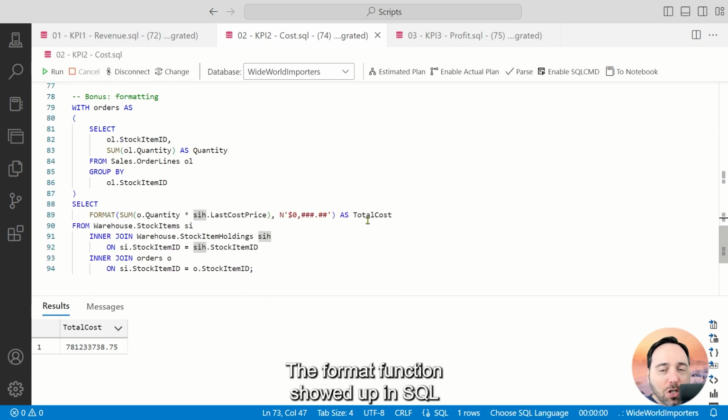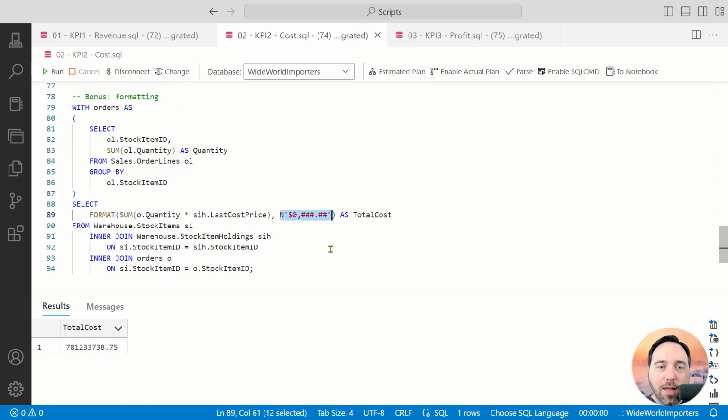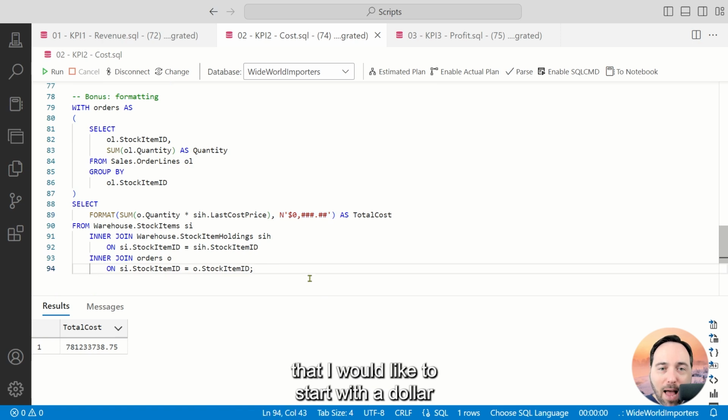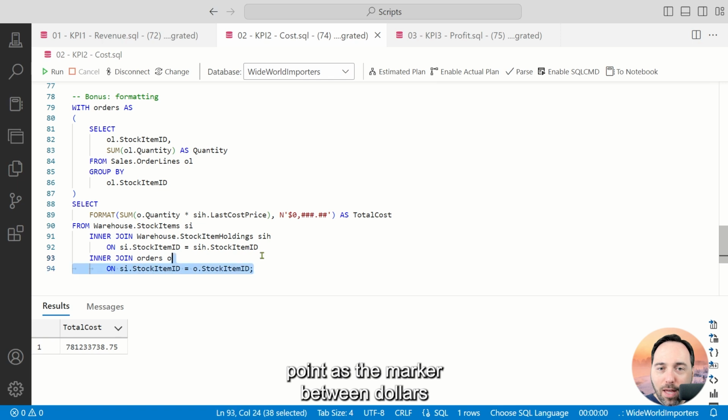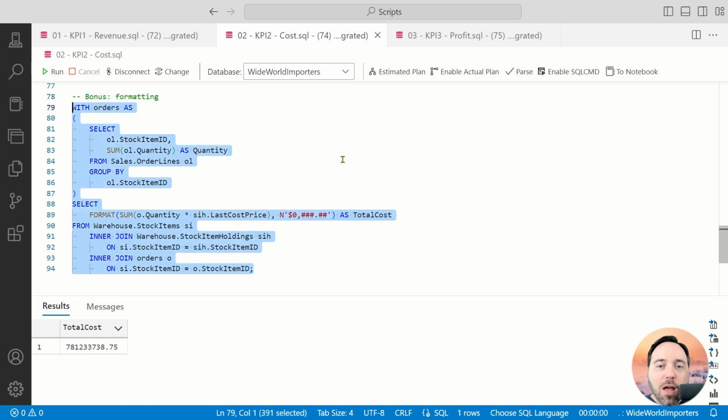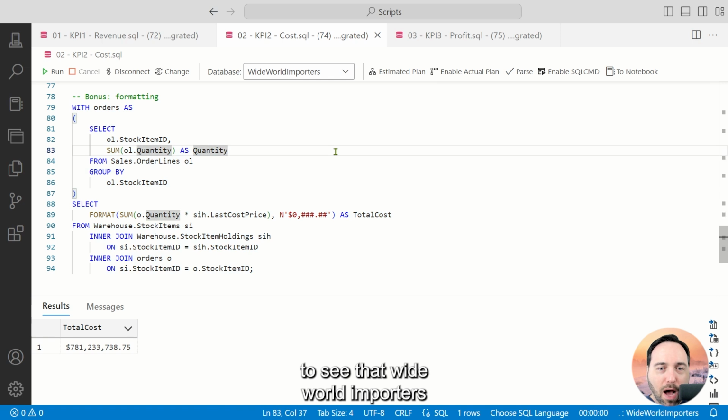The format function showed up in SQL Server 2012, and it allows you to format data in a particular way. The format string I'm using states that I would like to start with a $ sign, indicating that this is in US dollars. From here, I will have numbers with a thousands separator, and in the US, we use commas as a thousands separator. In other countries, you may see decimal points as a thousands separator. I'm also going to include the decimal point as the marker between dollars and cents as well. When I run this, it's a lot easier to see that Wide World Importers has spent more than $780 million on costs of goods sold.